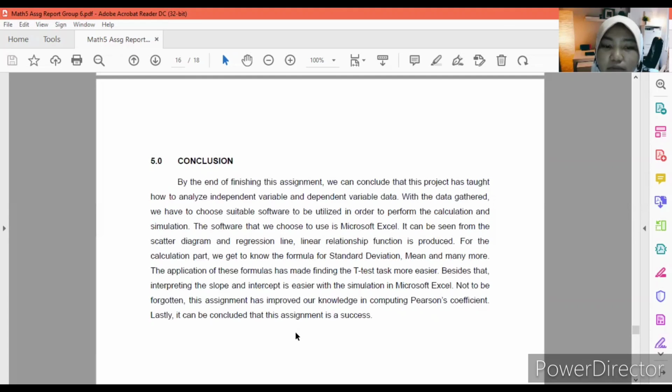For the calculation part, we got to know the formulas for standard deviation, mean, and minimum. The application of these formulas has made the t-test task easier. Besides that, interpreting the slope and intercept is easier with the simulation in Microsoft Excel. Not to be forgotten, this assignment has improved our knowledge in computing Pearson's coefficient. Lastly, it can be concluded that this assignment is a success.